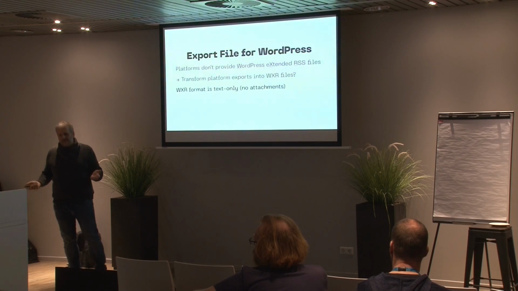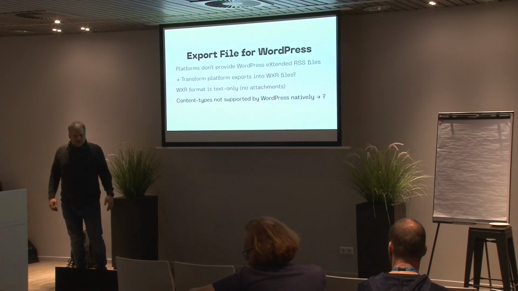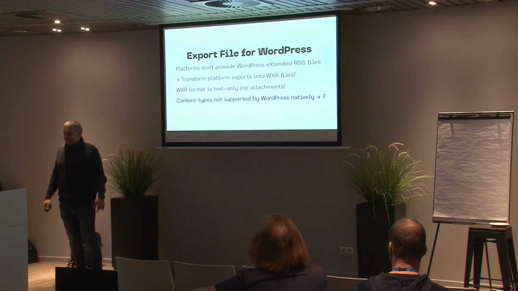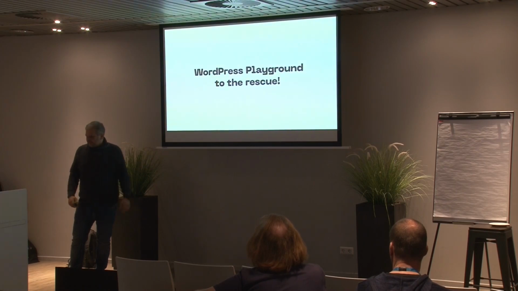So it's a text file format. It says RSS. It's just an XML file. You cannot have attachments in there. So what if you get, like, images, for example? How do you then import them? And there's content types that WordPress doesn't support natively. What about those? Like, what about all those different things? So, WordPress Playground to the rescue.